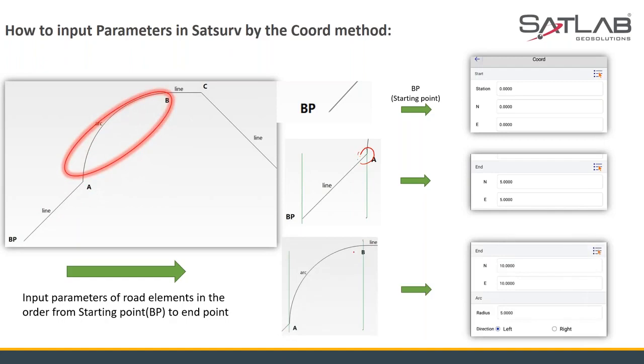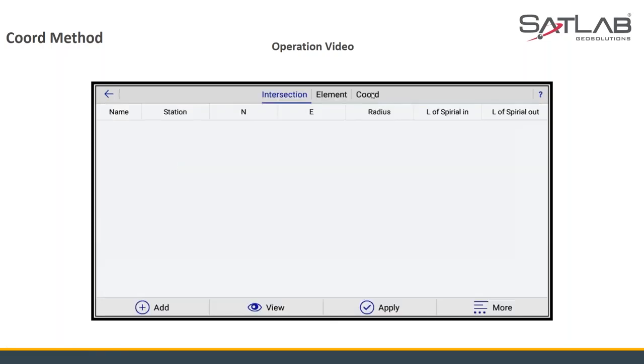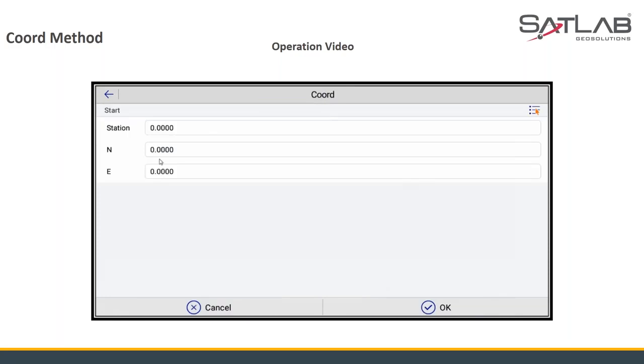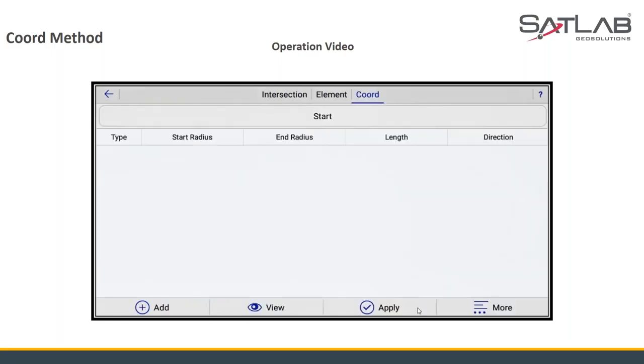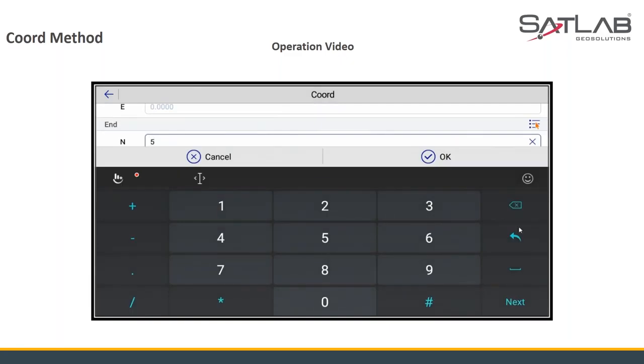So here we had to give the end coordinate, radius obviously, and the direction. That's it. This is my beginning point. Say, for example, my beginning point is 0,0. Then my A point will be 5 by 5. That means northing and easting is 5 by 5. And after that, this particular part is B, that is 10 by 10 with the radius. So this A is over here. You understand? The end coordinate of this part will be the first coordinate of my next element.